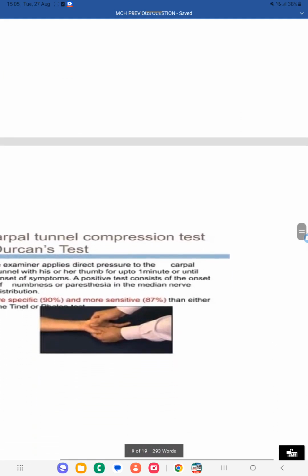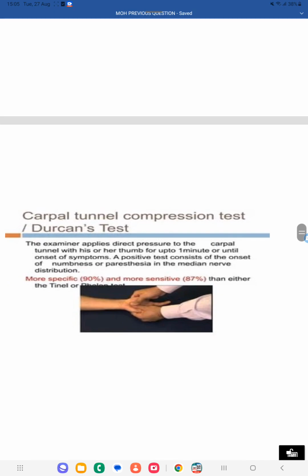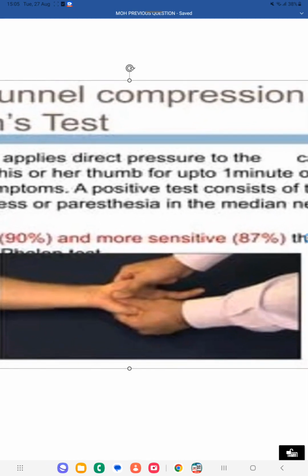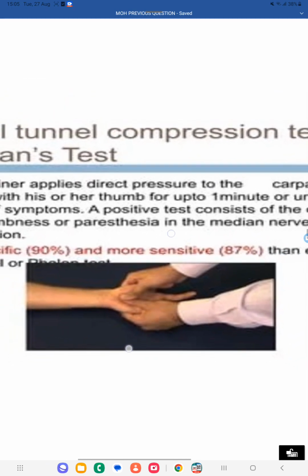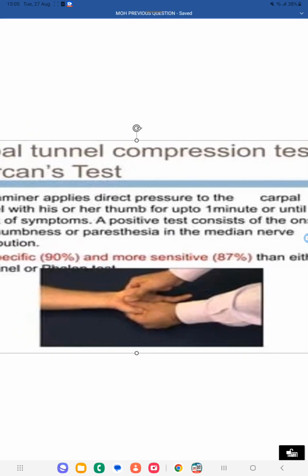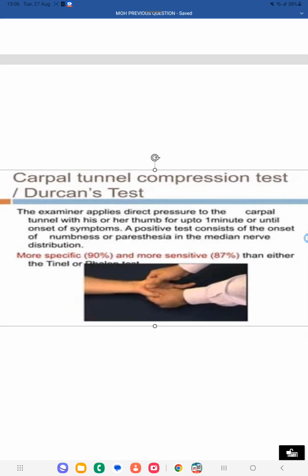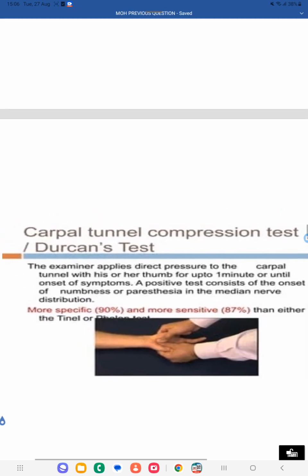Next, another test is Durkheim test. Durkheim test means you will be applying direct pressure to the carpal tunnel. You can see the physician is pressing the base of the thumb area, where the median nerve is passing. The doctor will be applying some direct pressure for 1 minute. If the patient is suffering with carpal tunnel syndrome, then you will be getting numbness and paresthesia in the thumb, index finger, middle finger. Then we can confirm the patient is suffering with carpal tunnel syndrome.